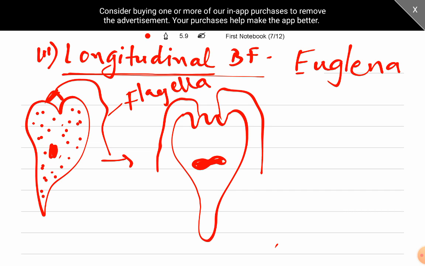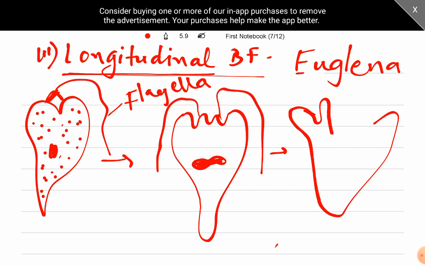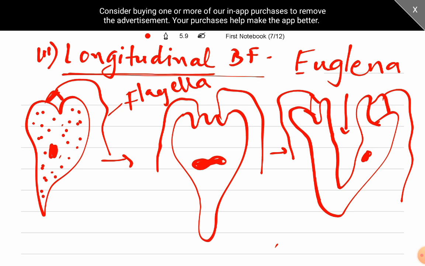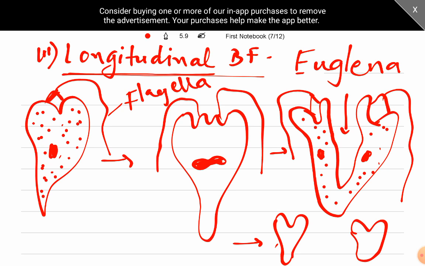Two flagella are also formed, and in the last step you can observe a big notch is formed to divide the animal, and two separate flagella, another separate flagella with the nucleus, with the cytoplasm and other cell organelles, and of course in the last part two daughter euglena are formed.